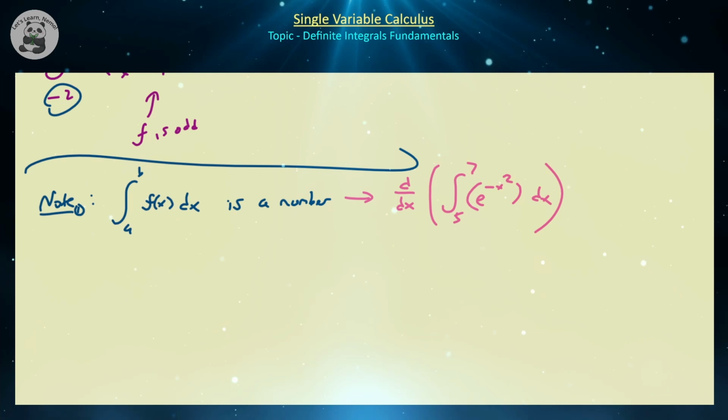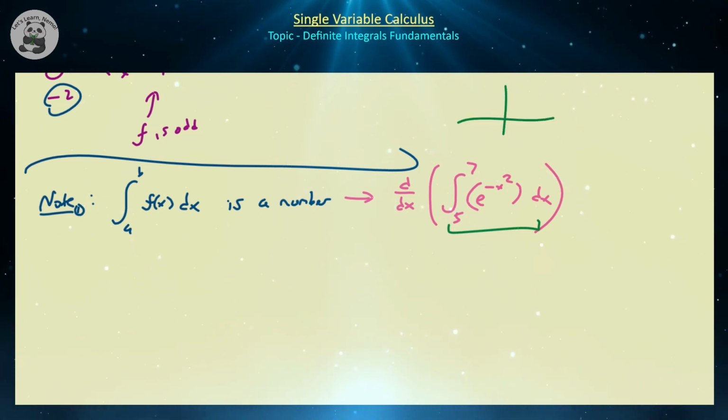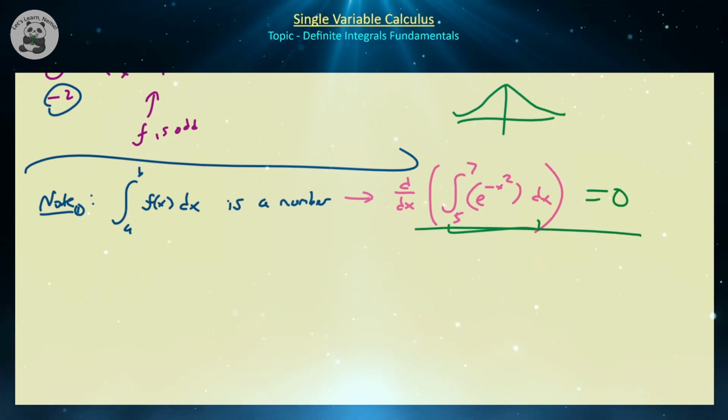Now you may be stuck on the question, what is the exact area underneath e to the minus x squared from 5 to 7? If you don't know what e to the minus x squared looks like, it almost looks like a bell curve. And you're like, that seems like a very difficult integral to solve, but it doesn't really matter. It's just a number, and the derivative of a number is 0, regardless of what that number is.